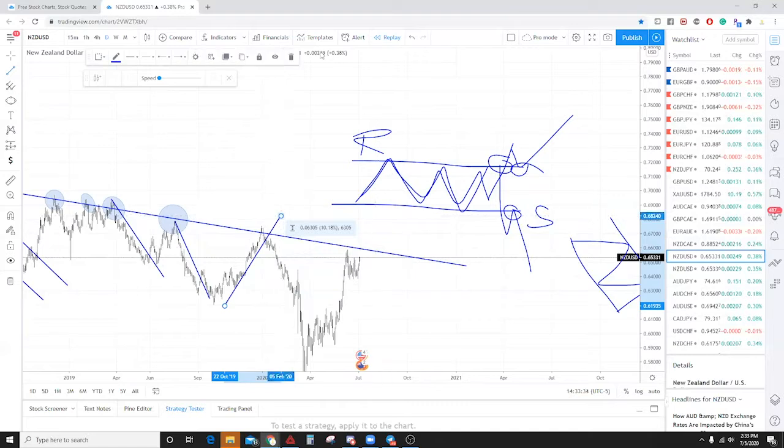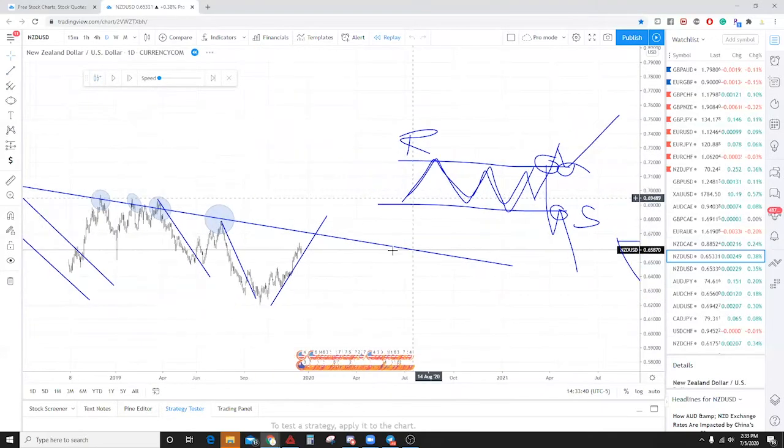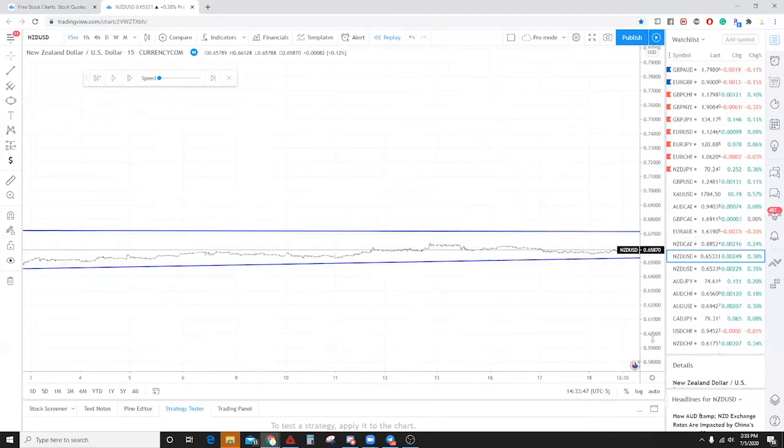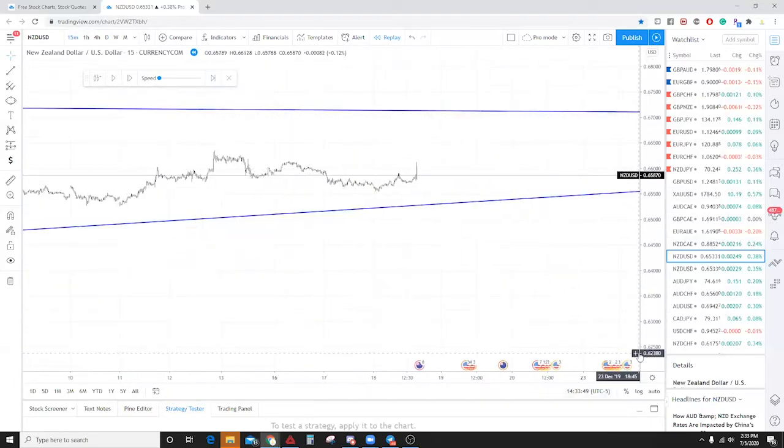So I'm gonna show you guys something really clear. This is why it's very good to look at your higher time frame before you go to the lower time frame, right? Let's go to the lower time frame. Let's see what happened in the lower time frame.